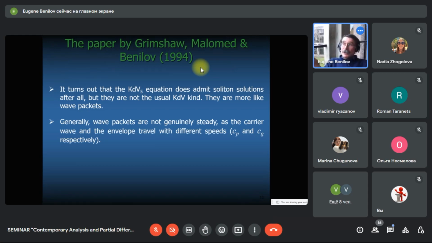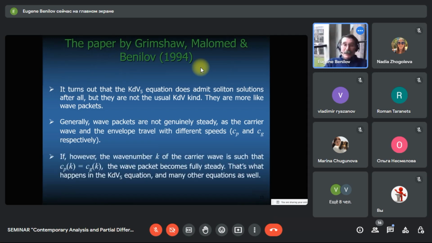And if they coincide, the solution becomes truly steady because everything is steady. The whole picture is moving at a fixed speed and doesn't change at all. It happens that in this particular equation, there is a situation where this happens, when the phase velocity is equal to the group velocity. It's very easy to calculate the value of k for which it happens, and you can find the solution numerically.